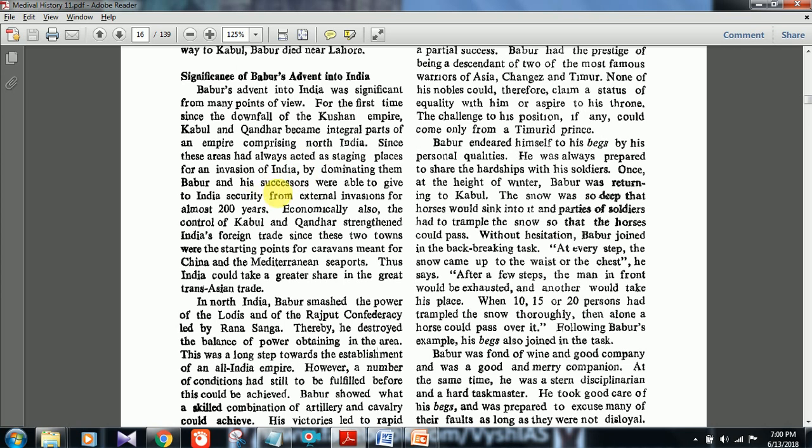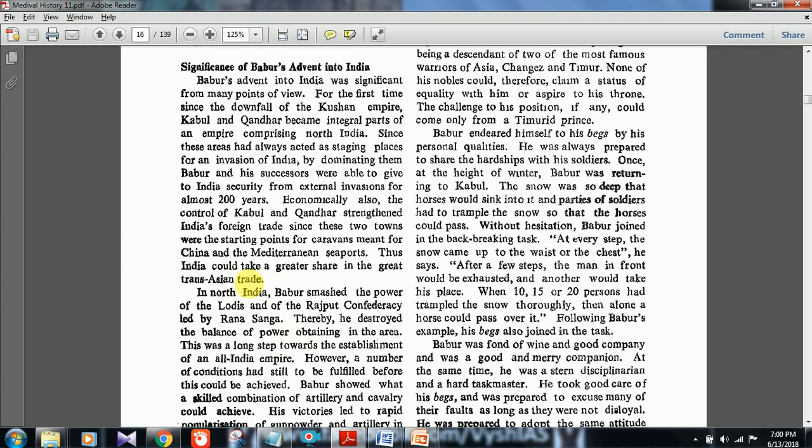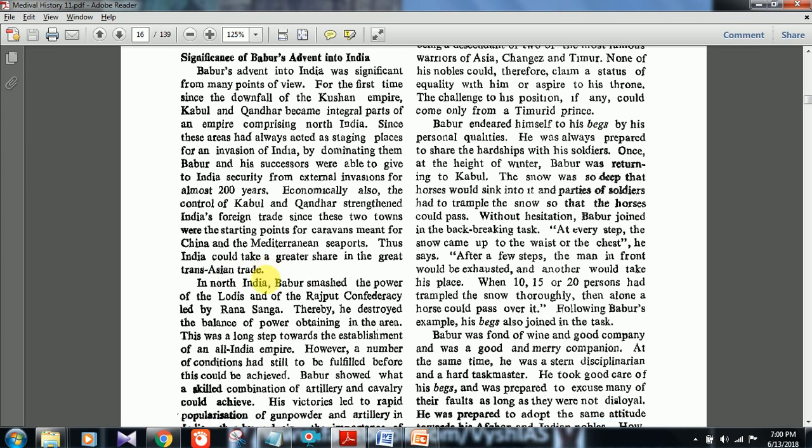Babur and his successors were able to give India security from external invasion for almost 200 years. So it's telling about the whole Mughal Empire, which we'll study in the next chapters. Economically also, the control of Kabul and Kandahar strengthened India's foreign trade, since these two towns were the starting point for caravans meant for China and Mediterranean seaports. So it's a kind of connecting point for trade in either direction. That is why this integration is important. Thus, India could take a greater share in the great trans-Asian trade. Okay, these kinds of terms, if you use in your answers, it's always good. Okay, great share in the great trans-Asian trade.